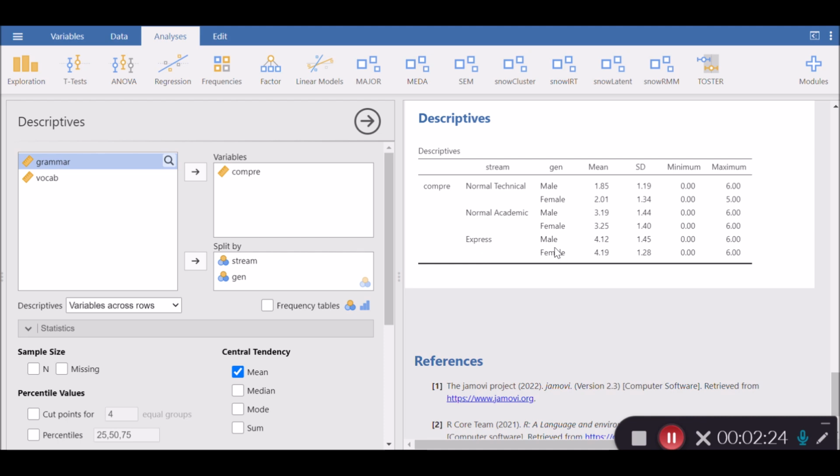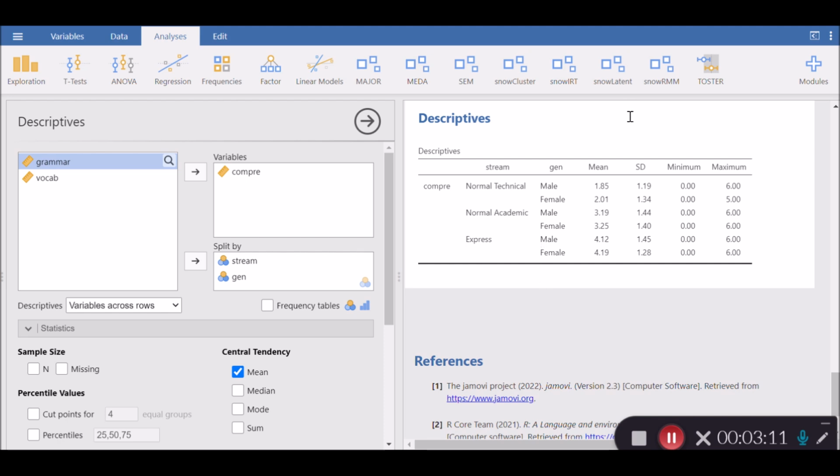The interesting thing is that the same pattern that we identified in previous videos is still emerging here, meaning that the express group has a higher mean score regardless of whether you are looking at the male scores or female scores, which is followed by the normal academic group, again regardless of whether you are viewing male or female mean scores, and finally followed by the normal technical group, which in this case has the lowest mean score across the other groups. So this is the descriptive statistics, and it gives us a sense of how our data is distributed and a sense of the average values of each of those variables.